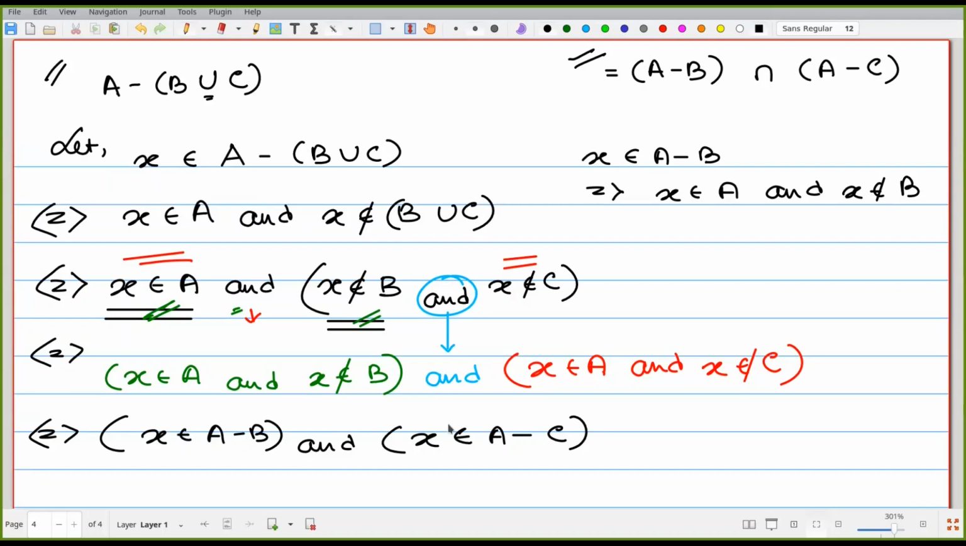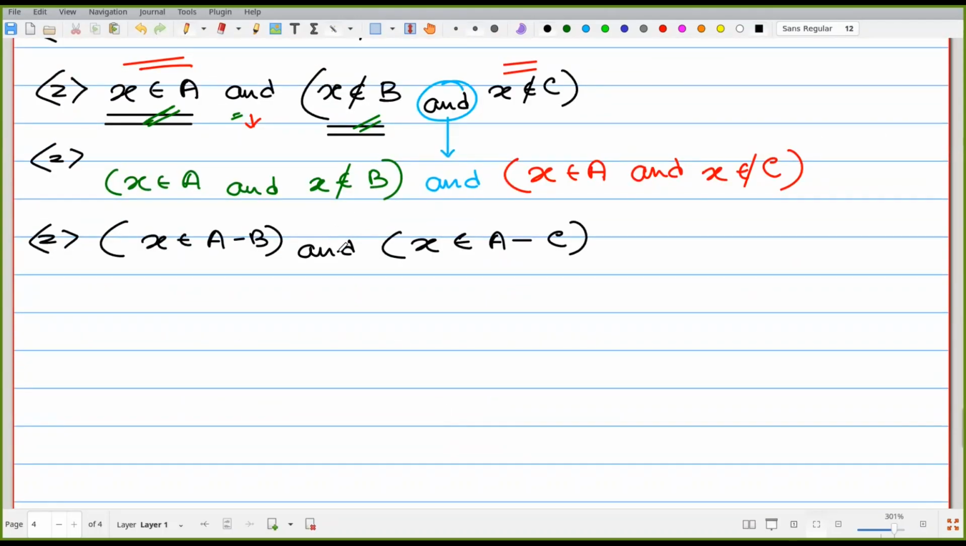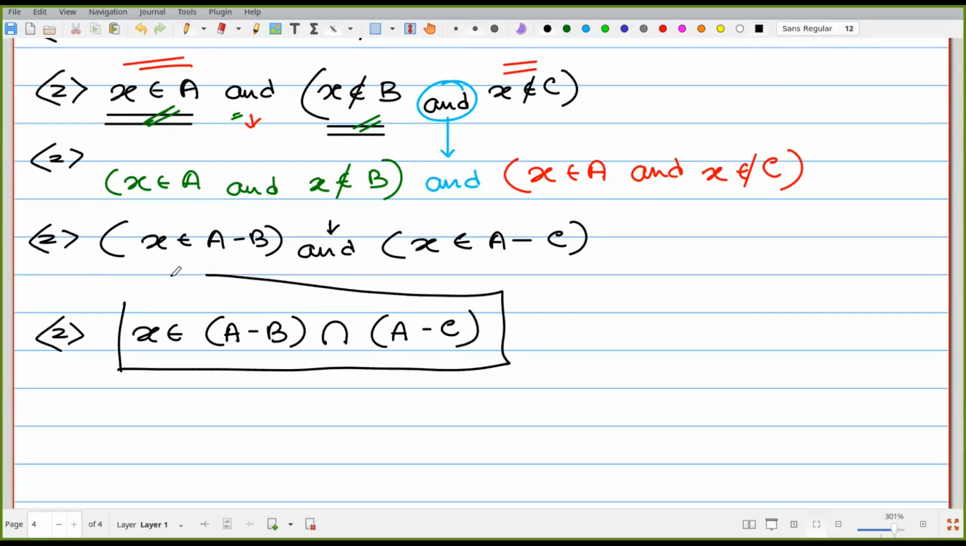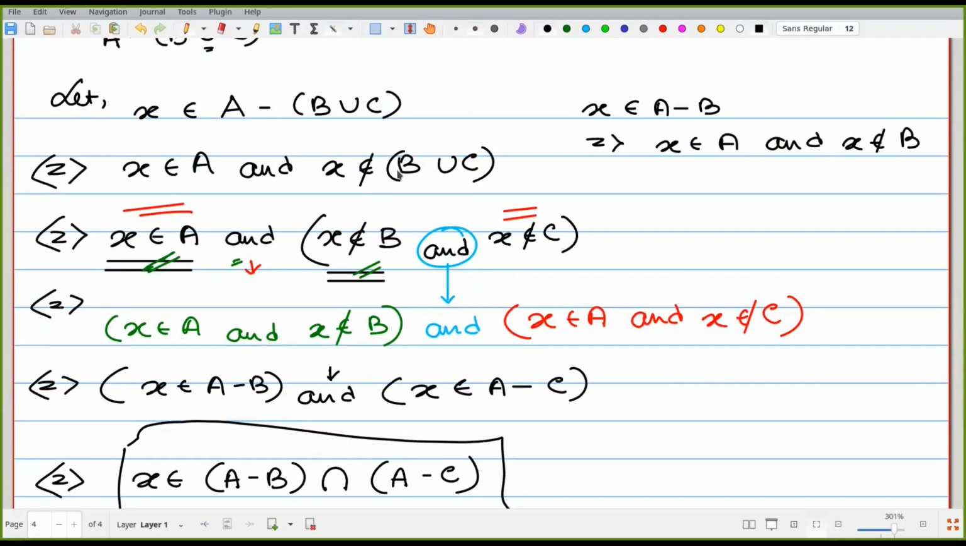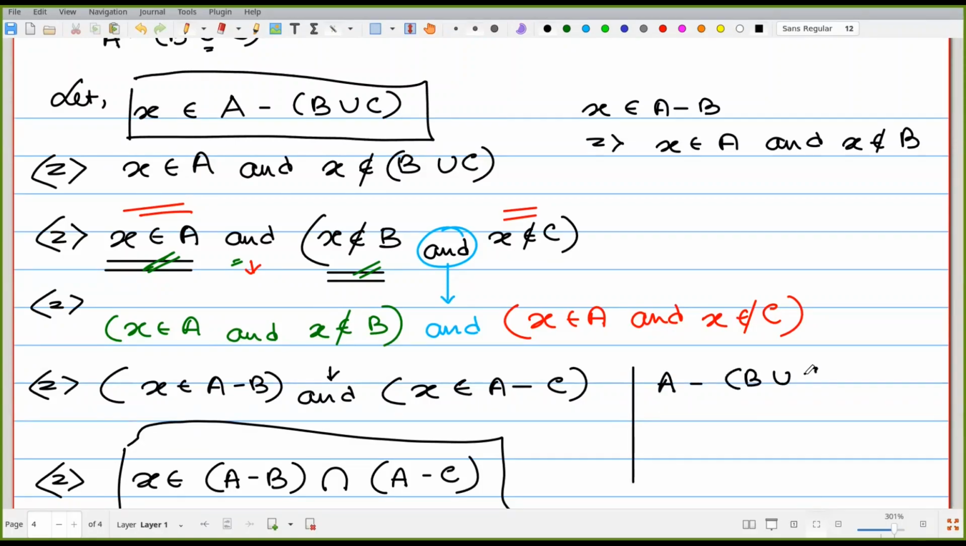Now both are belongs to, and in between the AND is there. So belongs to and that means intersection. So x belongs to (A minus B) intersection (A minus C). So that one, the same element x, which is belonging to (A minus B) intersection (A minus C), is also the same as A minus (B union C). So we can say that A minus (B union C) is equal to (A minus B) intersection (A minus C).